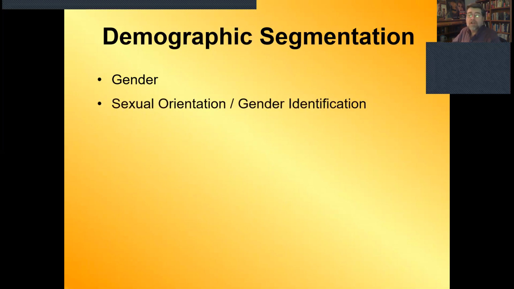Also, gender. Gender used to be fairly binary. However, society is reworking that. But generally, the majority of people tend to identify as either male or female, and we can identify those fairly readily. And we know that men and women definitely prefer different types of products. Sexual orientation and gender identification is also out there.